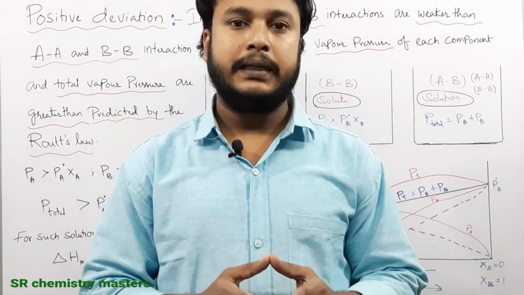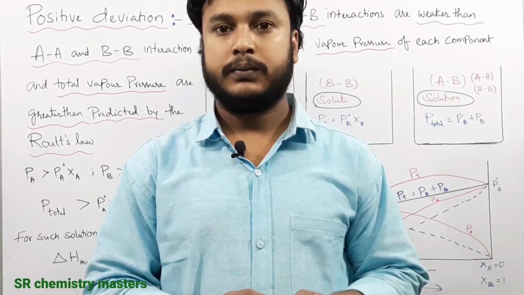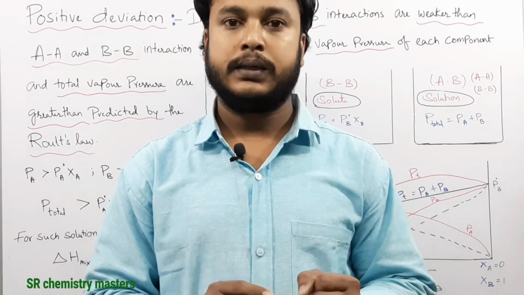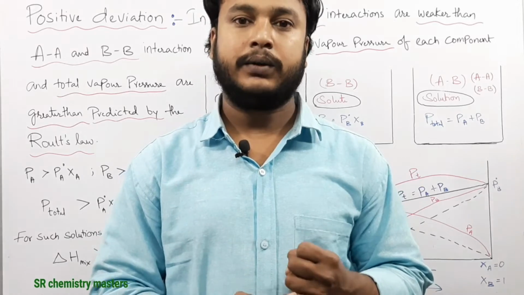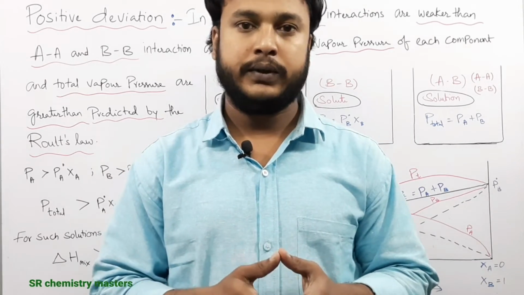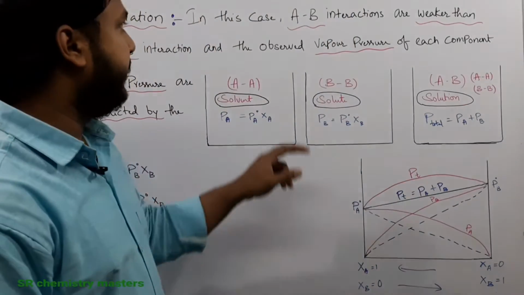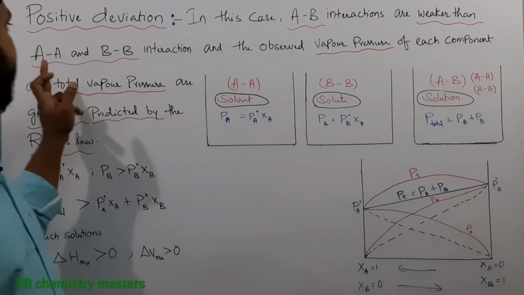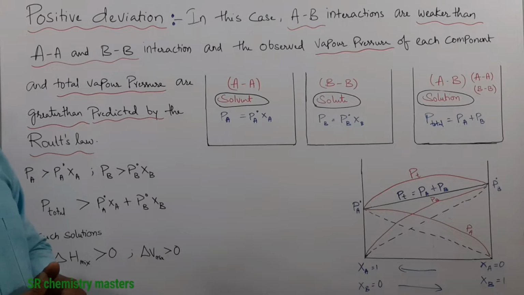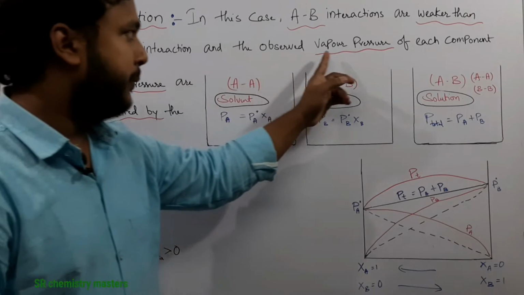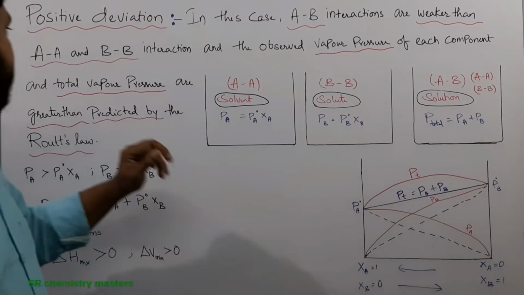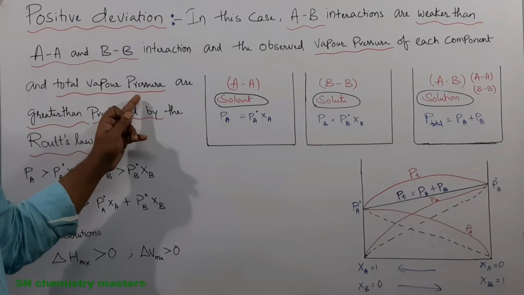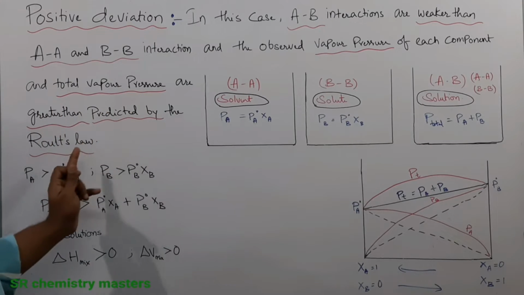As we have seen, a non-ideal solution shows positive deviation and negative deviation. Let us see the positive deviation. In positive deviation, AB interactions are weaker than AA and BB interactions, and the observed vapor pressure of each component and the total vapor pressure are greater than that predicted by Raoult's law.